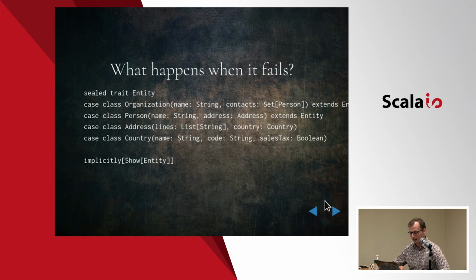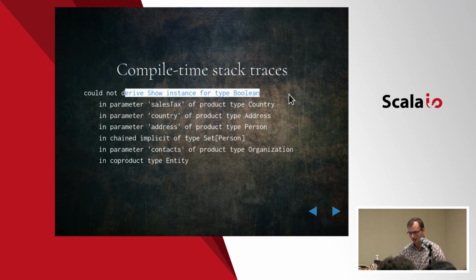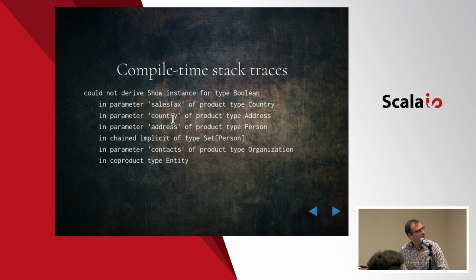With Magnolia, what you get is this. You get what looks like a stack trace, which takes you through the parameter names and which types they are, to see how it got to the one that's the problem. And the problem happens to be that it couldn't get a Show instance for Boolean. Boolean was the type of sales tax. Where was that? Oh, that was in country.